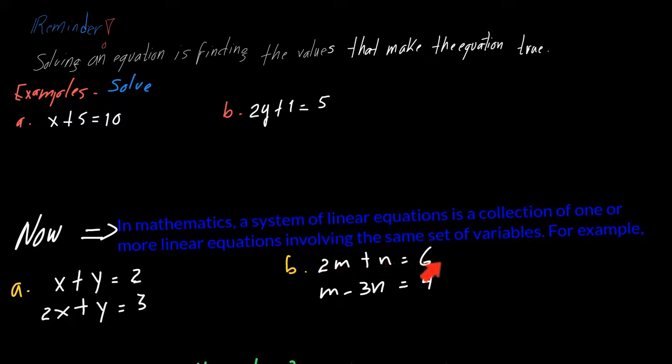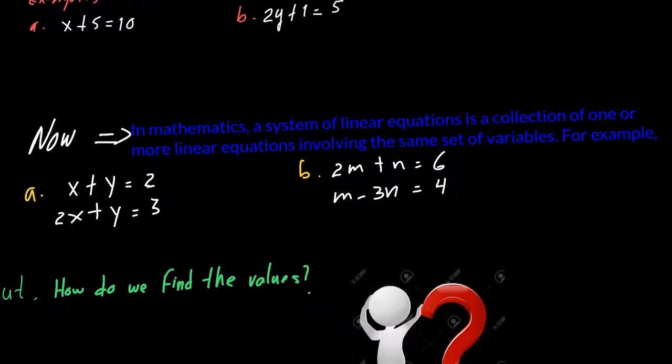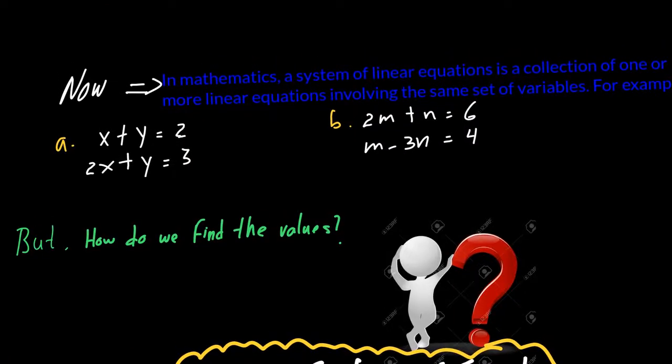Let's take a look at this: 2m plus n equals 6. What values can we replace in m and n in order to get 6, and in m minus 3n so that we get 4? Maybe mentally it's a little bit hard to do that, but that's why we have different methods. But how do we find those values? That is the question. How can we find those values?